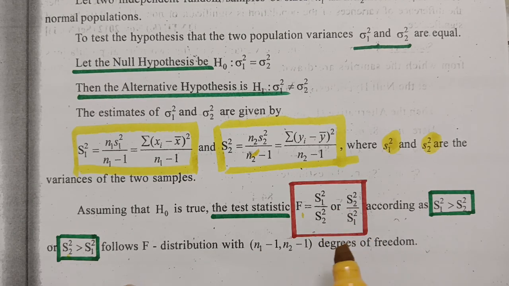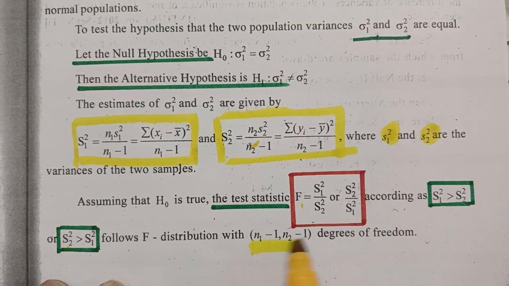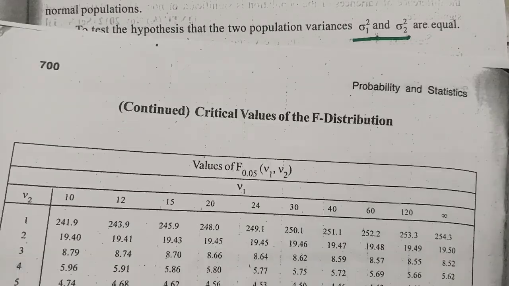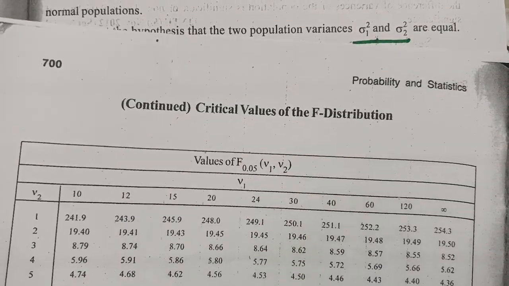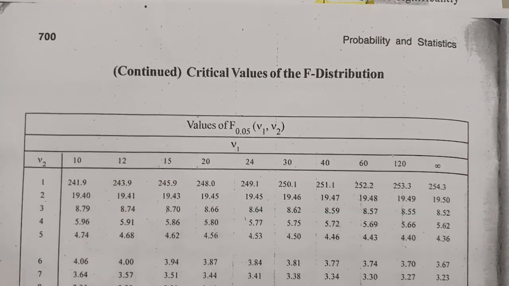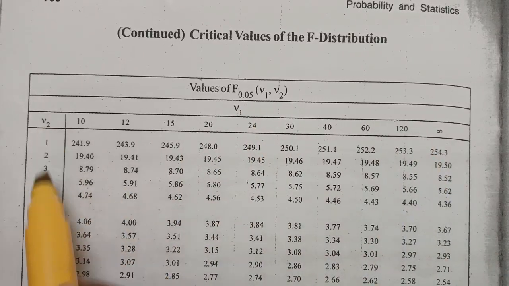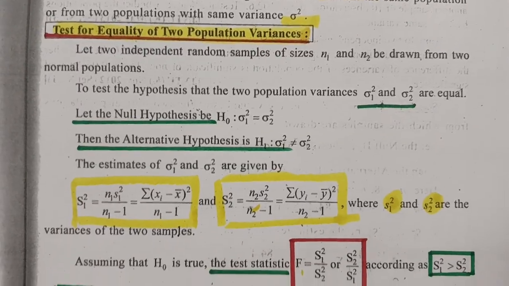In order to compare with the tabular value, see the F distribution with N1 minus 1 and N2 minus 1 as the degrees of freedom. I'll show you the table here. For the t-test, there is a separate table, and for the F distribution also, there is a separate table. This is the table of critical values of the F distribution, in probability and statistics. This will be at the back of the textbook. Here are the V1 values and these are the V2 values. From this table, we have to compare the calculated value with the tabular value.